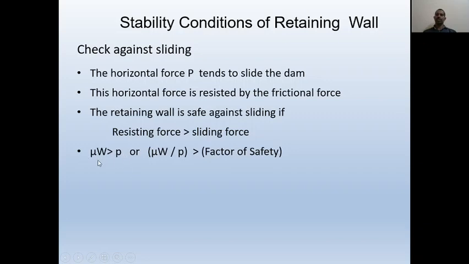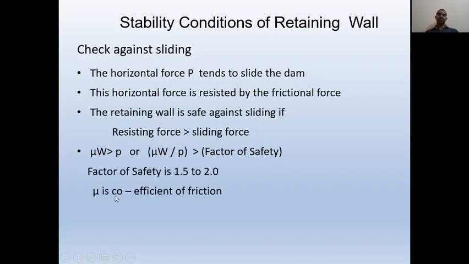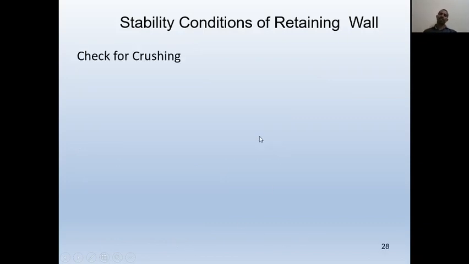Mu W is greater than P, where mu is the coefficient of friction. Mu W by P is the factor of safety, generally 1.5 to 2 is considered. As I said, mu is the coefficient of friction, capital W is the weight of the wall, and P is the soil pressure. This is also one of the cases. And the third and fourth is the check for crushing.